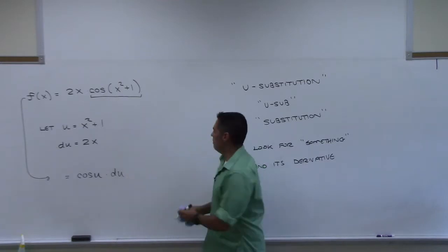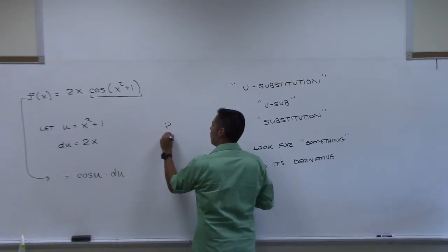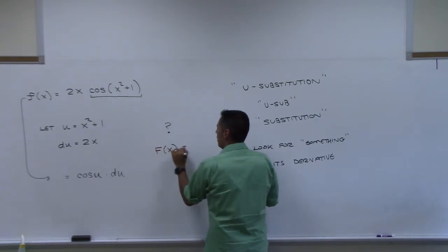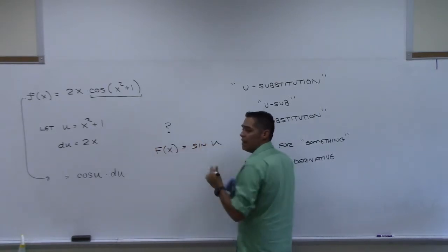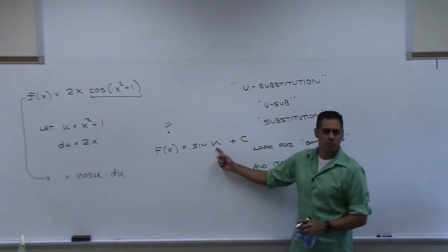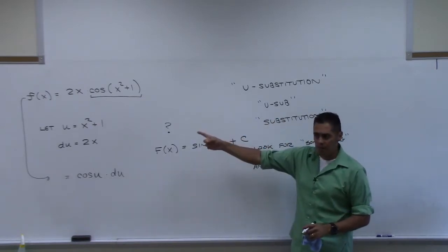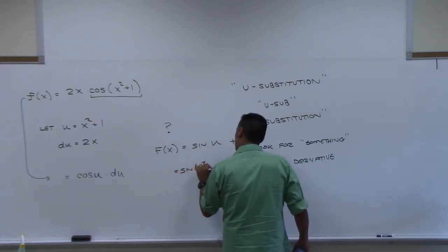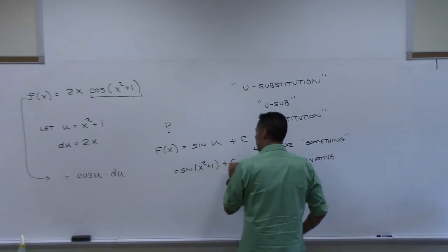So maybe the antiderivative of this thing is sine of u, plus a constant. Now what was u? x squared plus 1. Let's just try it. Does that work? Sine of x squared plus 1 plus a constant.